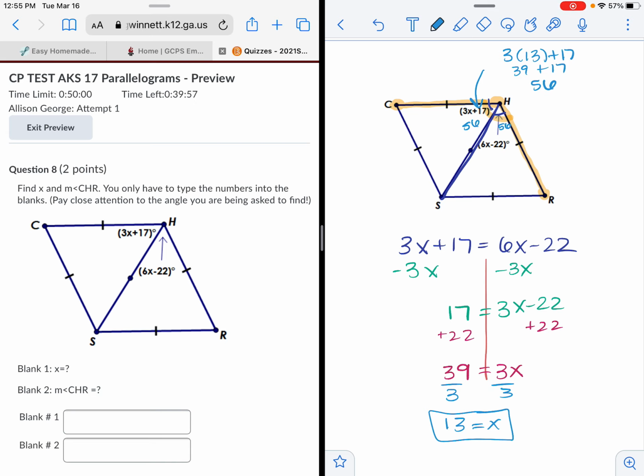And so to find the whole, I just have to add the pieces. 56 plus 56 is 112. And so 112 degrees would be our answer for the measure of angle CHR.